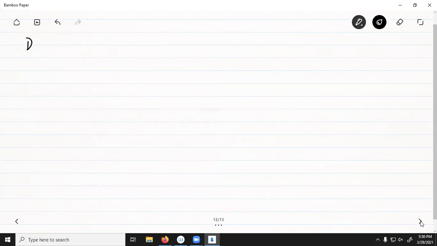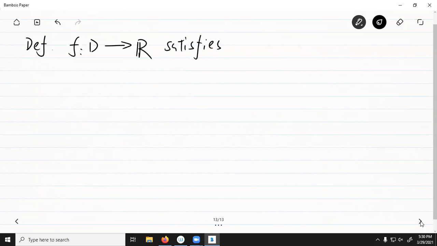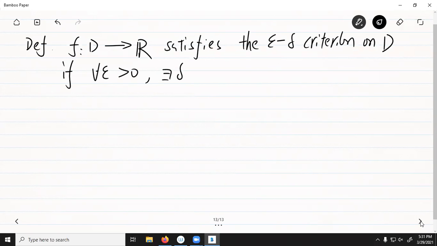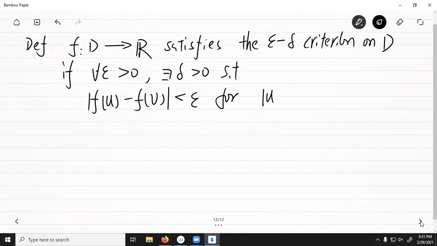So now let's see another definition. F from D to R satisfies the epsilon delta criterion on the domain D if for any epsilon greater than 0, there exists a delta greater than 0 such that the absolute value of f of u minus f of v is less than epsilon whenever the distance between u and v is less than delta, and u, v are in the domain D.